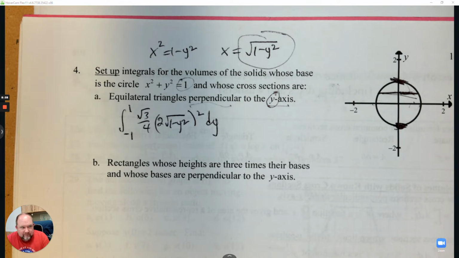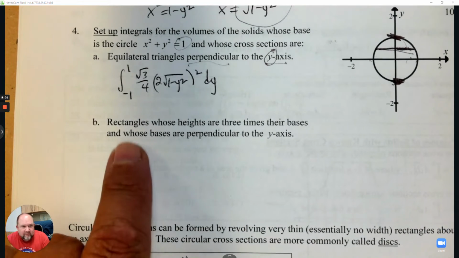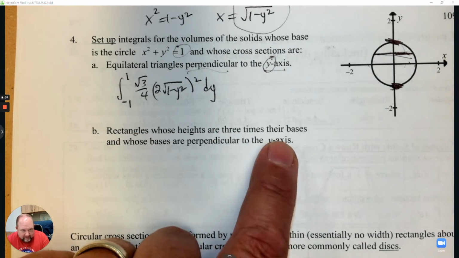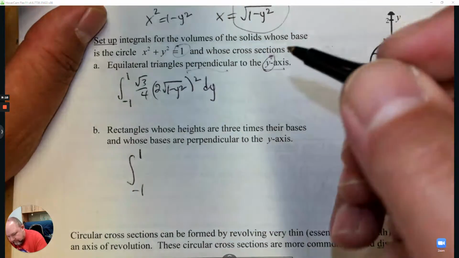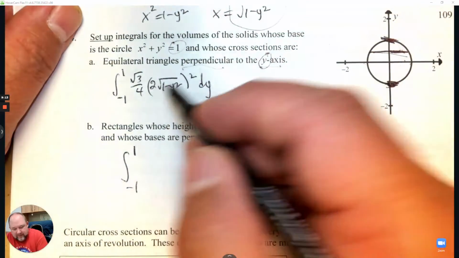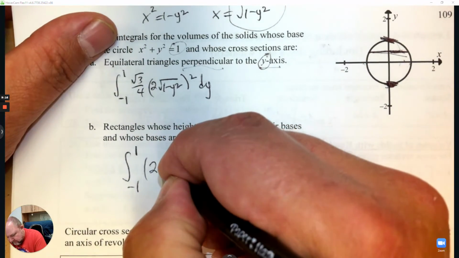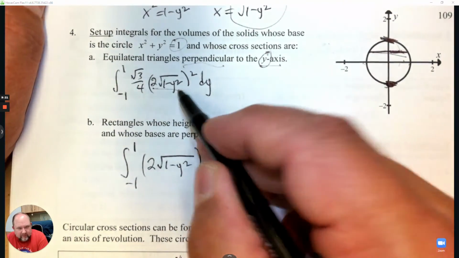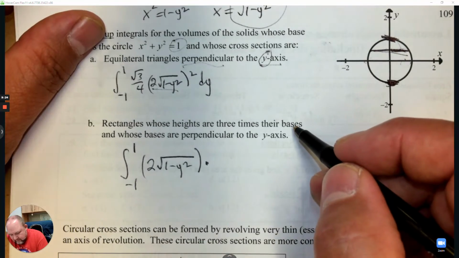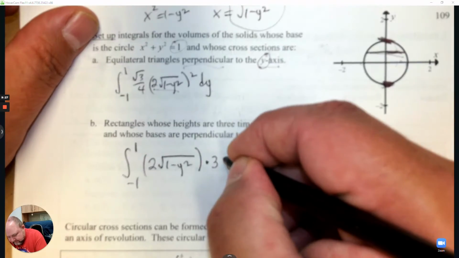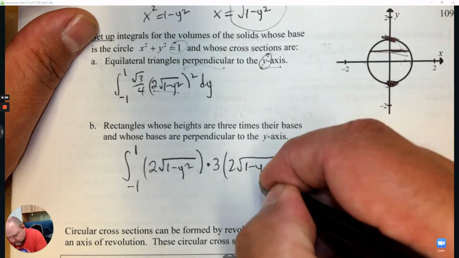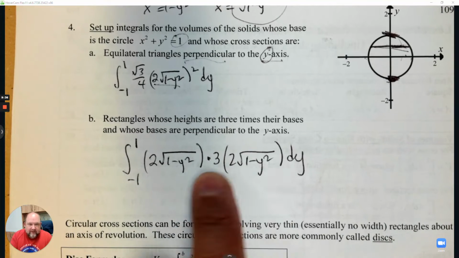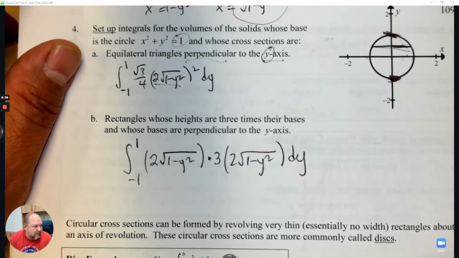You know it's going to take practice. Same situation, perpendicular to the y-axis, but now we have rectangles whose heights are 3 times their bases. So we just said the base was 2 times the square root of 1 minus y squared, right? That's the base. That's what we found. And then it says the heights are 3 times that. So you have the base, and then 3 times the base is the height. So this creates the base times the height, and then dy.